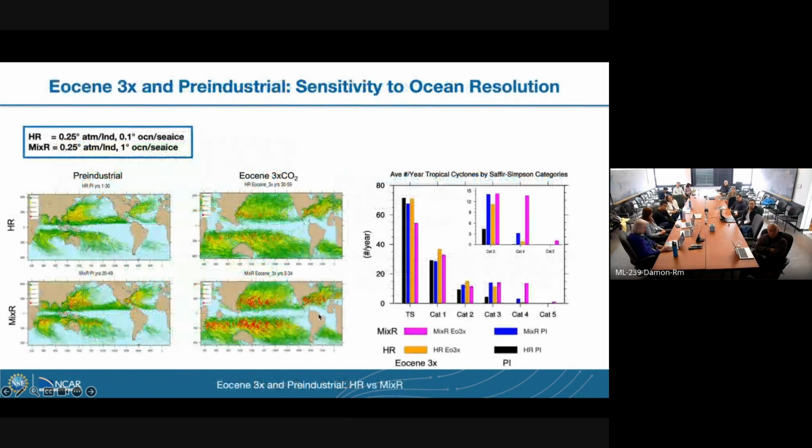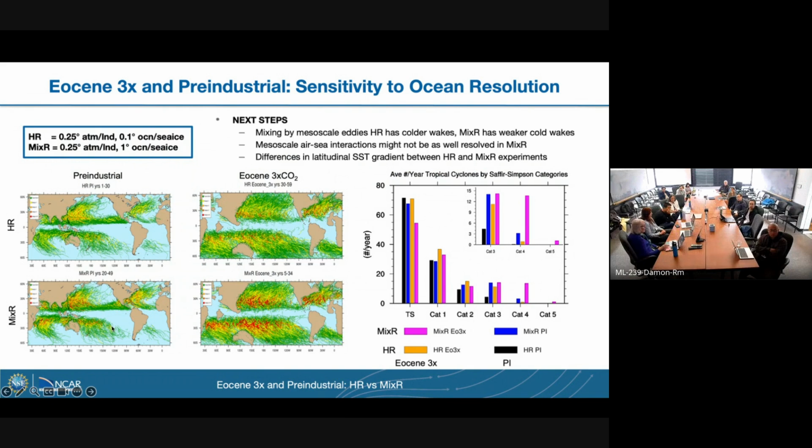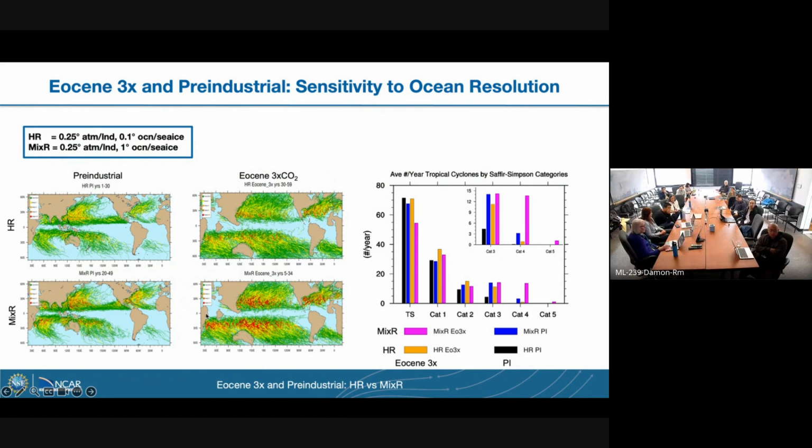One last result, I guess I'm doing okay, is some additional runs that Jiangsu completed for several of the runs. In particular, remember the high res had a 1/4 degree atmosphere and a 10th degree ocean. What if you have the same atmospheric resolution, but only a 1 degree ocean resolution, called high res and mix R? So this shows the pre-industrial on the left here and the Eocene on the right. The top ones are the high resolution and the bottom ones are the mixed R.